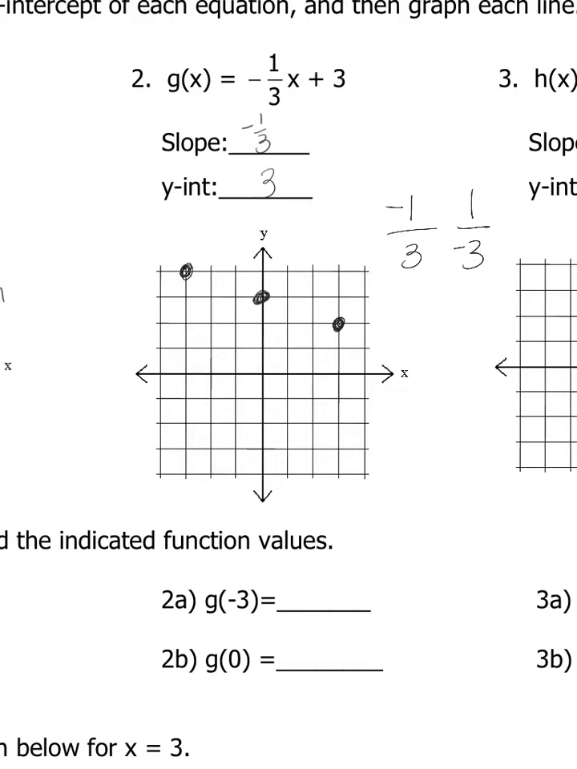Okay? Make sure you do not go -1, -3, because remember, a negative over a negative is a positive, so that won't work for the slope because the slope here should be negative. So we're ready to connect these dots. Make sure you connect them with a straight line and arrows on the end.